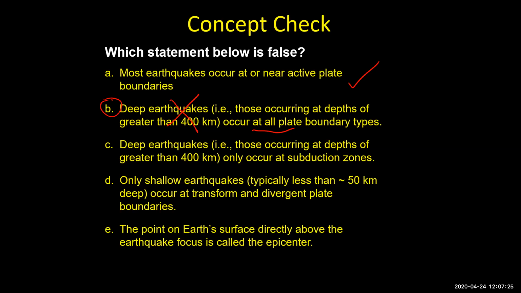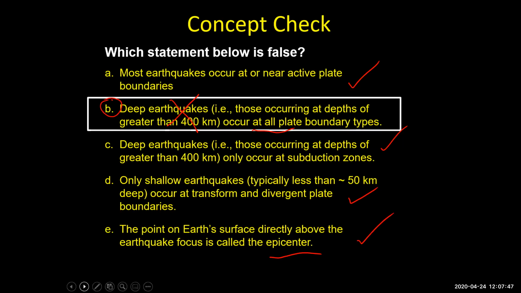C, deep earthquakes occur only at subduction zones. That's true. D, only shallow earthquakes occur at transform and divergent plate boundaries. That's true as well. And finally, the point on Earth's surface directly above the earthquake focus is called the epicenter. That's true as well. So B is the right answer.